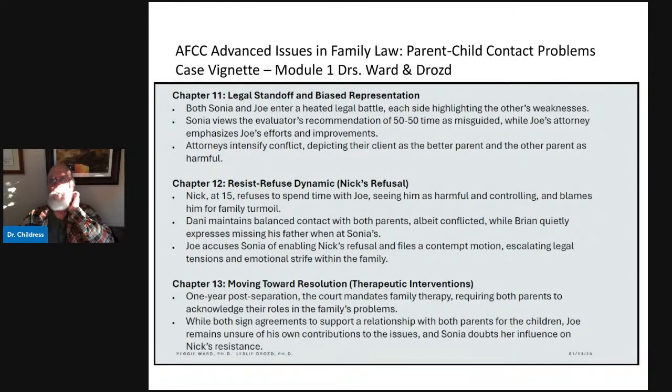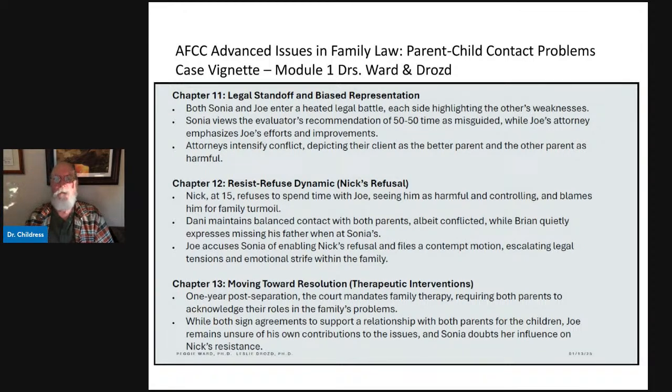Danny maintains balanced contact with both parents, albeit conflicted, while Brian quietly expresses missing his father when at Sonia's. So the father is not abusive. The two younger children are bonded to him. The fact that the eldest son believes the father is malevolently treating him some way and potentially will malevolently treat the younger two children is a persecutory thought disorder, likely caused by the mother. And so the symptom reporting is 100% consistent with a persecutory delusion, factitious disorder, and child psychological abuse by the mother, and it's not being addressed.